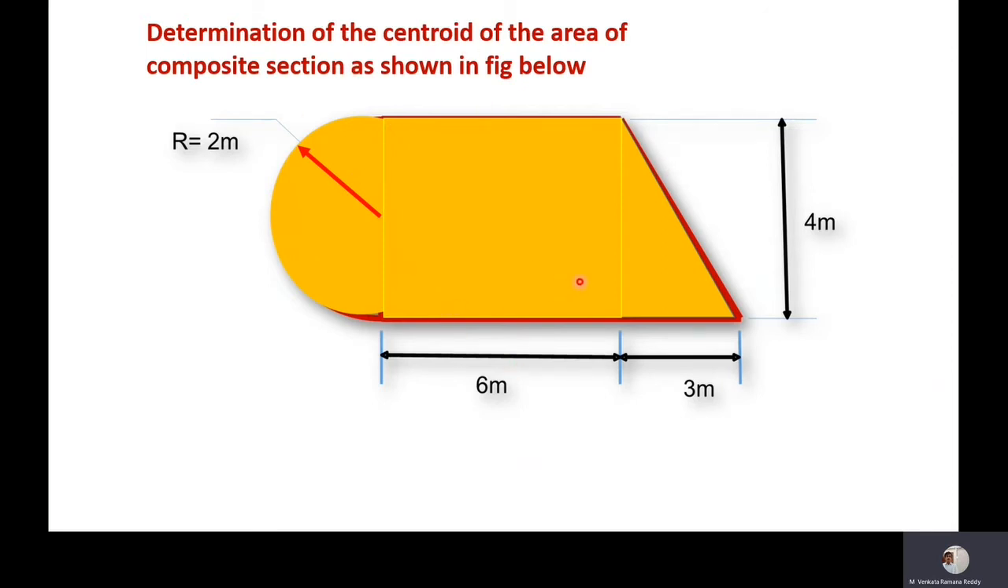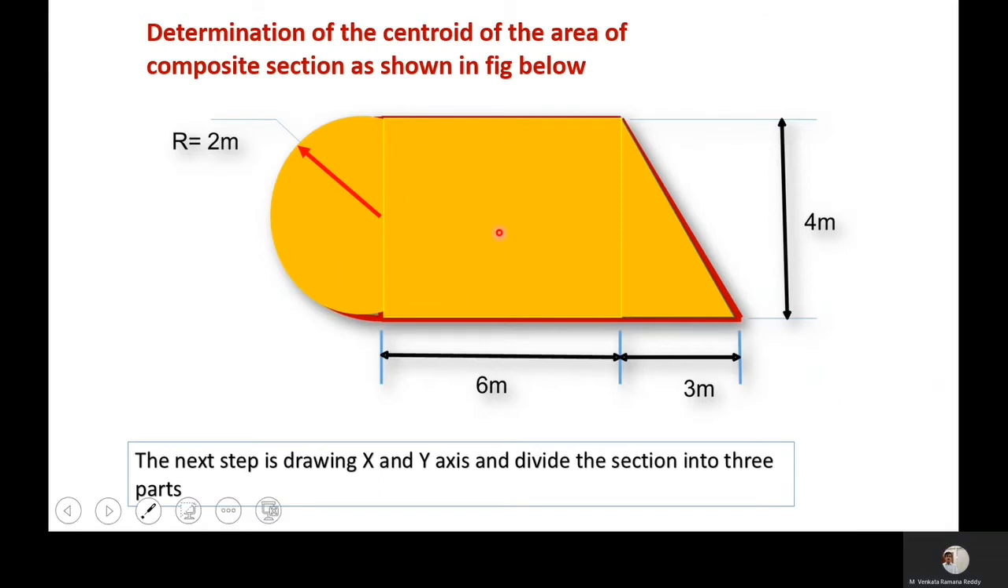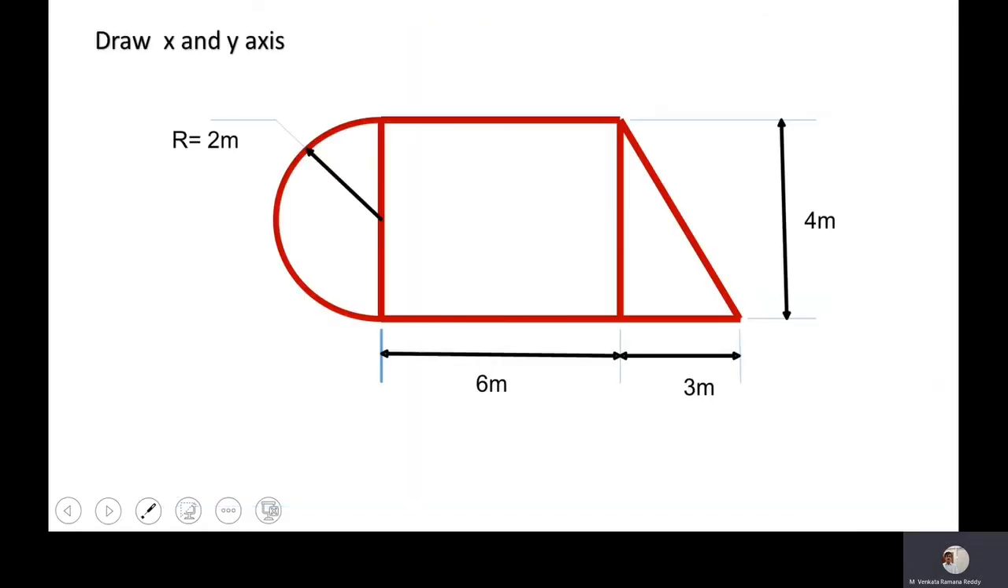Here, the section consists of different shapes. So it's not a regular section, it is an irregular section. This irregular section is to be converted into regular section by dividing the section into some parts. As a first step, we have to draw the axis, that is x-axis as well as y-axis. This is x-axis and this is y-axis.